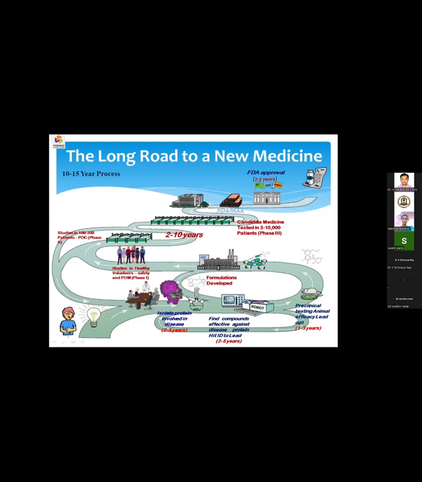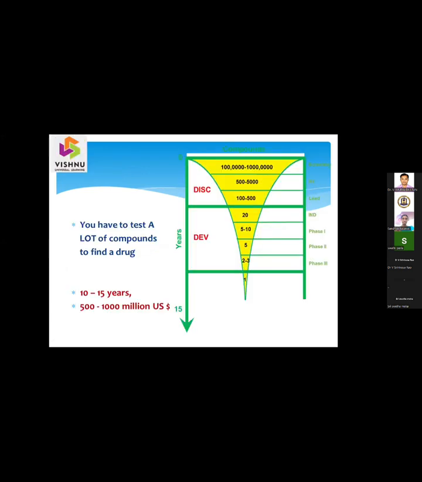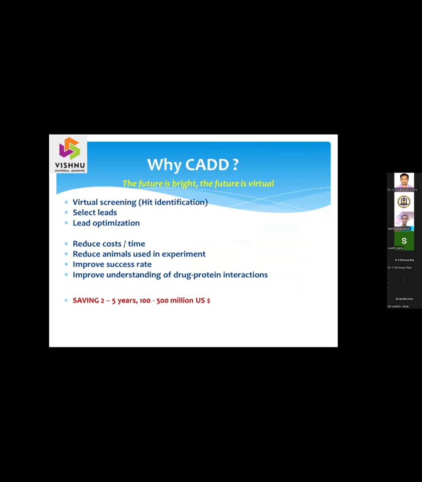To overcome all these, we have computer-aided drug design. This is also one more model. You have to test a lot of compounds to find a particular drug. In the initial stages, you have to test at least 1 million compounds, and from that you get only one drug at the last stage, in phase 3. So it is taking 10 to 15 years, and it is highly costly, 500 to 1,000 million US dollars. You have to spend more money to introduce only one drug by the older methods. That is why we have to use computer-aided drug design.